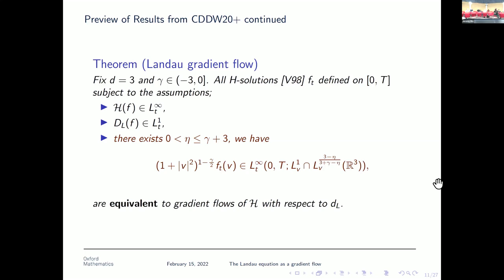The first two are that the entropy is bounded in time and that the dissipation is integrable in time. Those are very mild assumptions, and they come almost directly from the theory of H solutions. The third point, which you can see is in brown because it's very technical, is the real conditional assumption that is quite nasty to work around. This assumption is where we see why we have to avoid gamma equals -3, because the L^p requirement goes towards L infinity when gamma approaches -3. So that's why we were unable to include gamma equals -3.